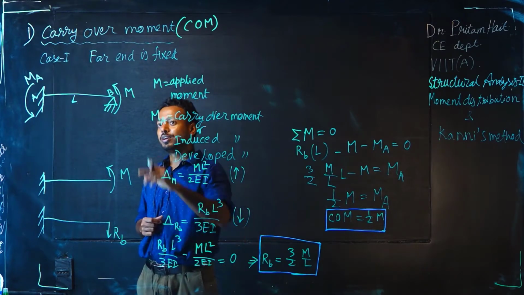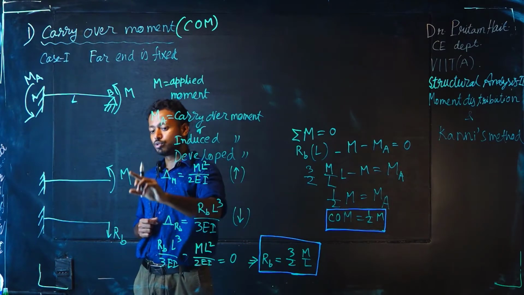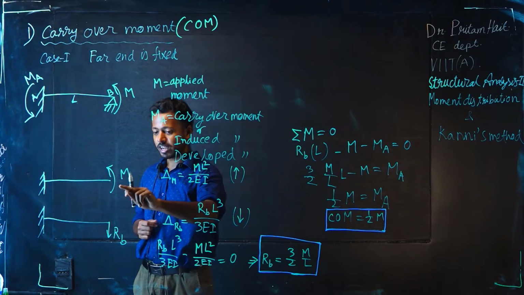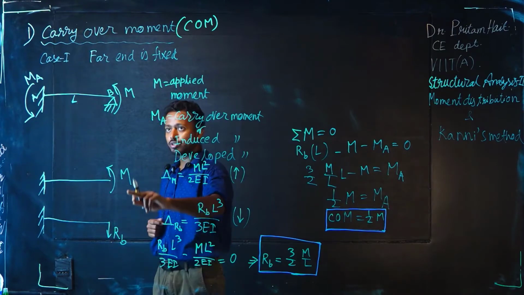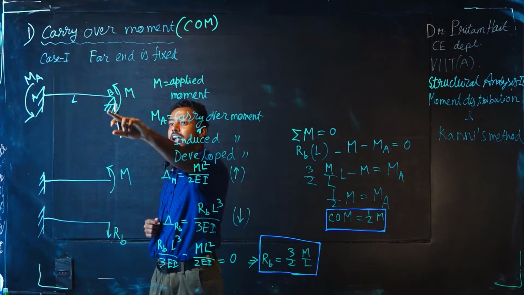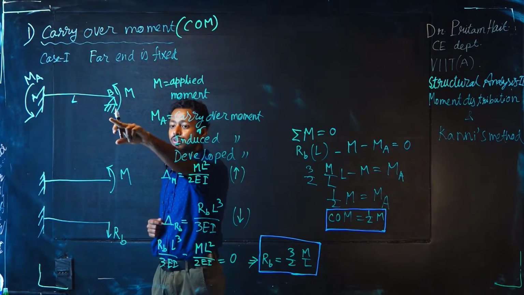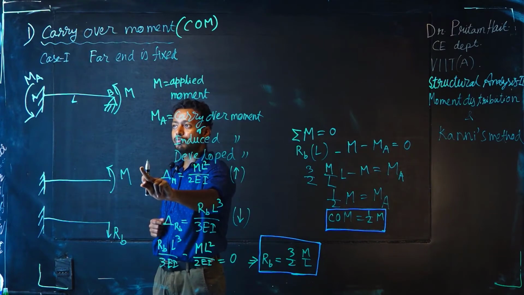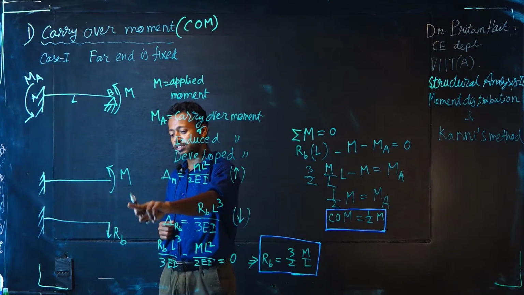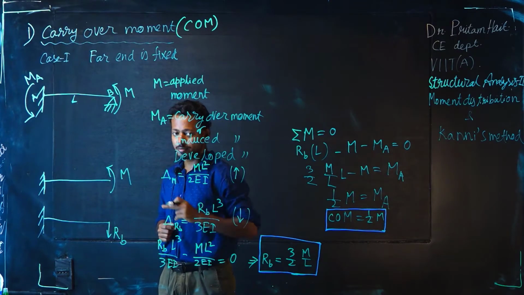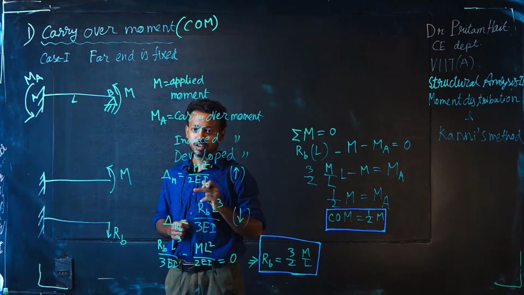Now I will split it into two categories. One is moment portion, another is reaction. So if you apply a moment M at joint B, you will have two reactive components. One is moment M, another is reaction RB. Here RB I have taken in downward direction.